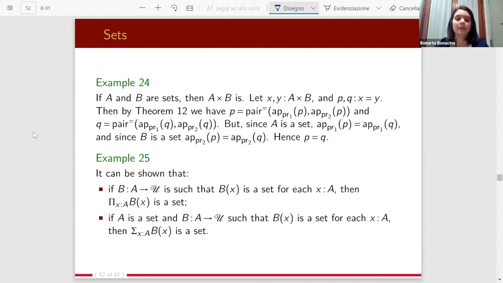It can also be shown that if B is a type depending on A, such that B of x is a set for each x in A, then the dependent product is a set. And we also have that if A is a set and B depends on A, such that every B of x is a set, then the dependent pair type is a set.